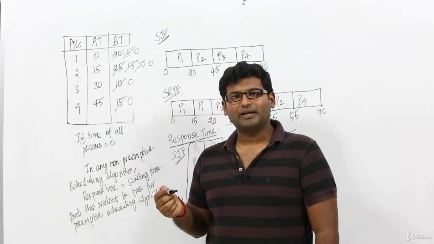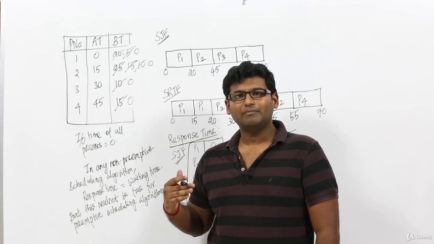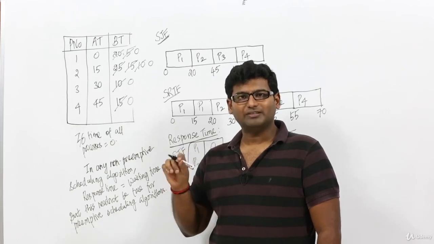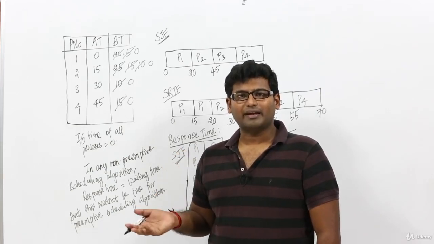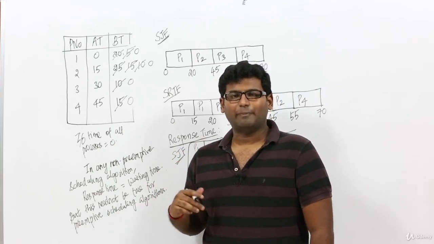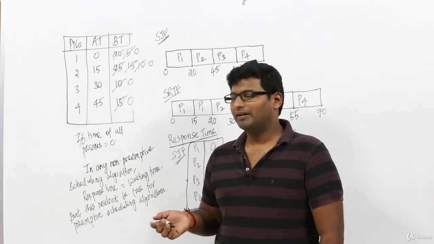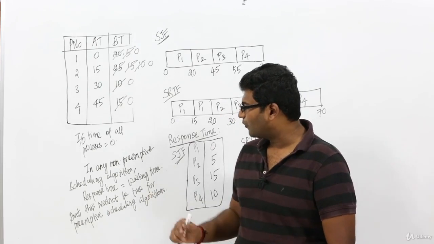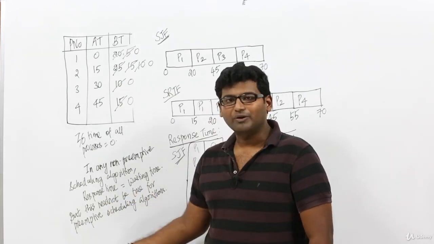So the response time, which means the initial waiting time before getting the CPU for the first time, is the total waiting time of the process. A process will never wait one more time. But in case of preemptive scheduling, that is not true.